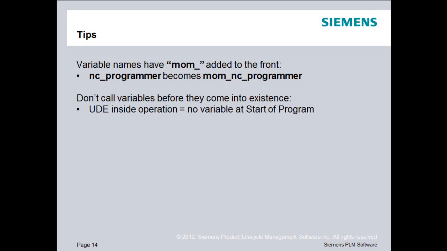Remember that it's important to not call variables before they come into existence. So if a user-defined event is inside an operation, you won't be able to call that variable at the start of program. There is a way around that. It's called uplevel. It's a TCL code. You can look it up in your TCL library.